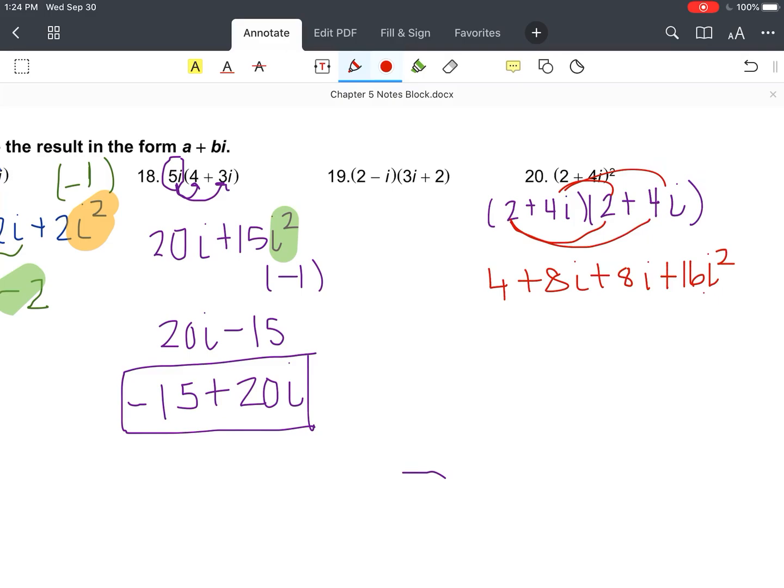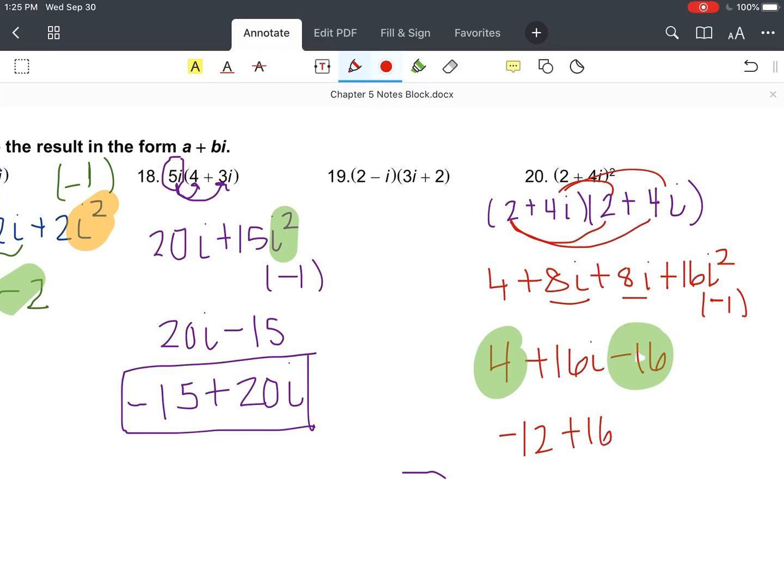And then 4 times 4i would be plus 16i squared. Again, i squared is the same thing as negative 1. It's going to change my 16 to become a negative. So I'm going to be left with 4 plus 8i, and 8i is 16i. And this is going to be minus 16. Lastly, combining 4 and minus 16, I'm going to get negative 12 plus 16i.